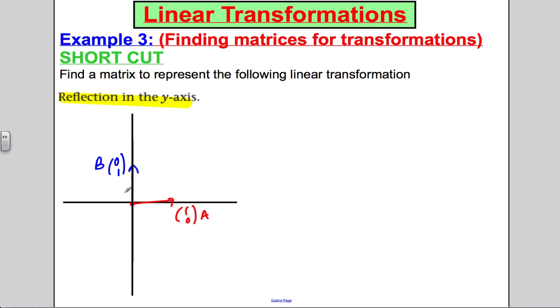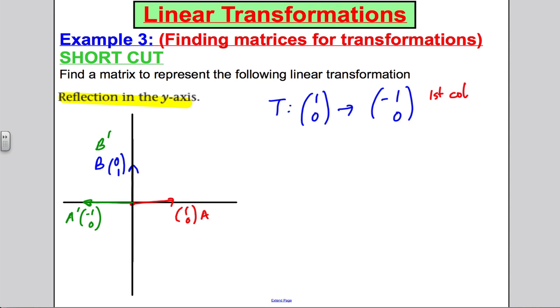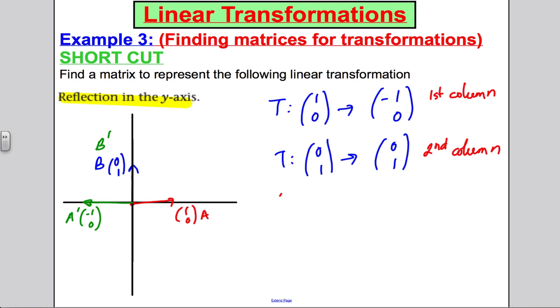those in that axis. Now where does A end up? Well, A, when reflected, I'll call it A dashed, will end up here, which would be at (minus 1, 0). Where would B end up? Well, B dashed would end up at the exact same point. It wouldn't go anywhere. So this transformation, this reflection, when I apply it to (1, 0), I get (negative 1, 0), and that's going to be my first column. And when I apply this matrix to (0, 1), well, I get (0, 1) back. So that's going to be my second column. And so I've got my matrix. This matrix is therefore negative 1, 0, and 0, 1. And that there is the matrix that represents a reflection in the y-axis.